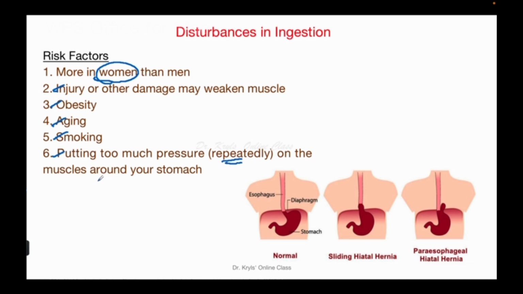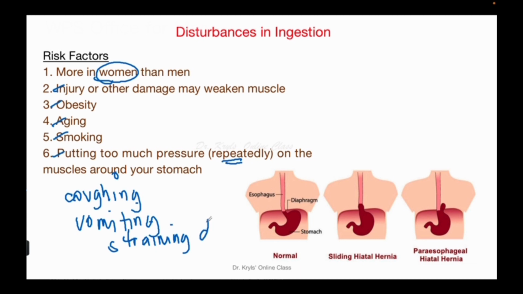What are the things that put pressure on the muscle around the stomach? Coughing, vomiting, and straining during bowel movement, because of ignoring the urge to defecate, so the stool hardens as water is absorbed. Also lifting heavy objects, for those who insist on carrying something very heavy.